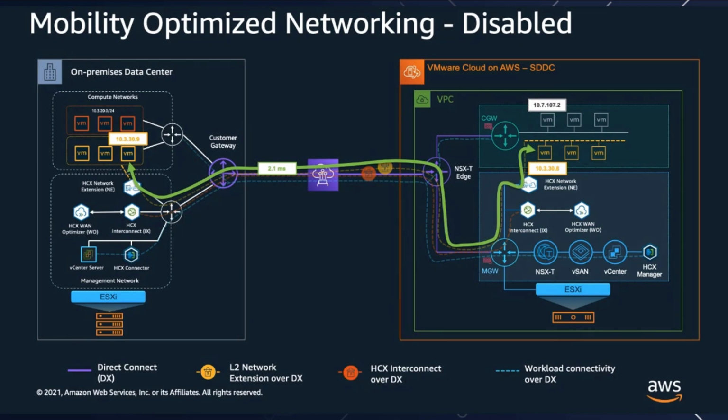In our demo environment currently, the ping latency between a VM in the SDDC and in the on-premises environment on the same L2 network is approximately 2.1 millisecond on average. So I'm going to show the latency here between this virtual machine, which is 10.3.30.8, to this virtual machine, which is 10.3.30.9.